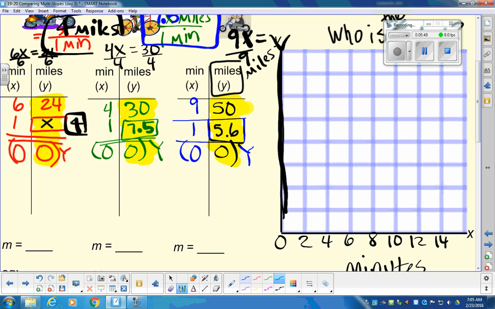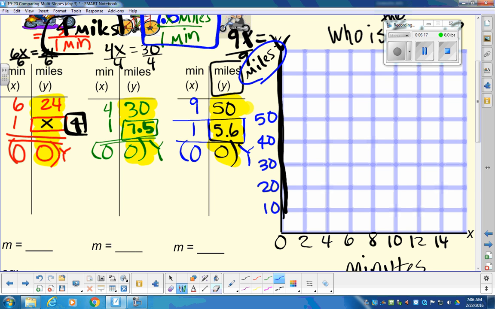10, 20, 30, 40, 50. Let's see, could I go by 5s? 5, 10, 15, 20, 25, 30, 35, 40. That's not going to work. I'm going to go by 10. So we have 10, 15, 20. Whoops, messed that up. I meant to say go by 10s and I changed the scale. Let's start over. 10s: 10, 20, 30, then we have 40, 50, and that would be enough for us right there. All right, so that's our y-axis, the miles compared to the minutes.